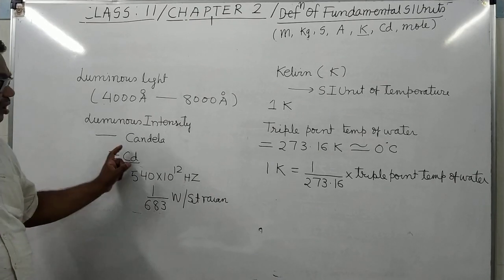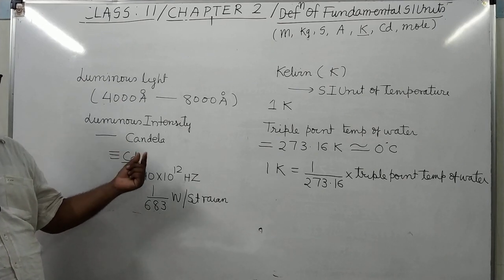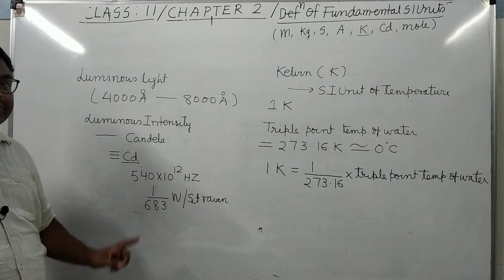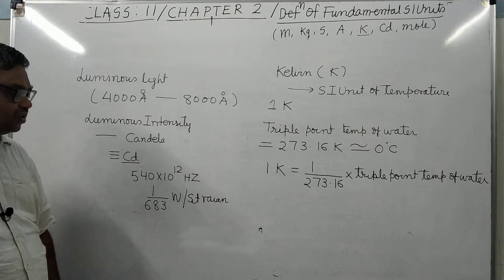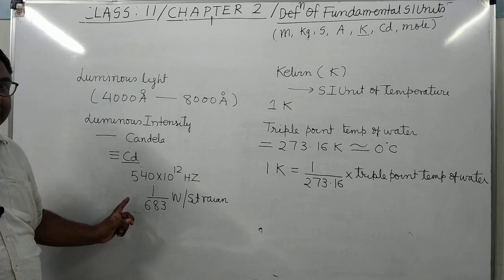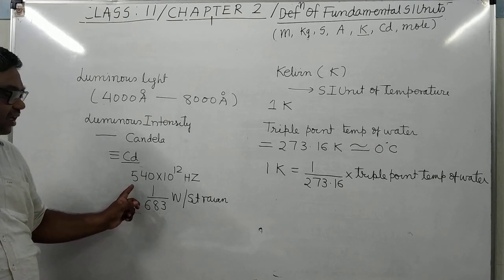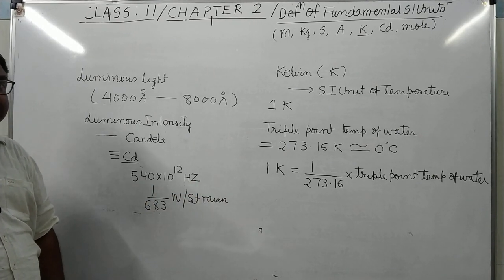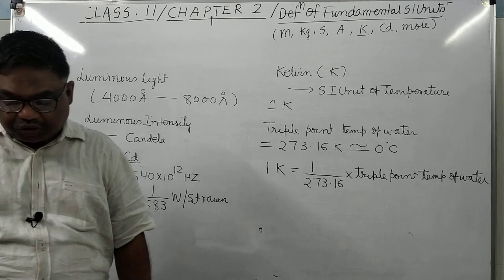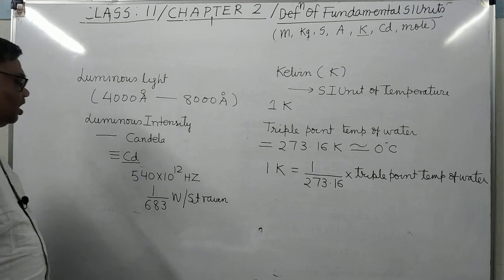What is one candela? One candela is the luminous intensity of a monochromatic source of light which is emitting light of this frequency, in a direction in which the radiant intensity is 1 upon 683 watt per steradian. Means in that direction, the radiant intensity is 1 upon 683 watt per steradian. It is the luminous intensity. It is the latest definition, given in the year 1979. It's clear? This is the candela.